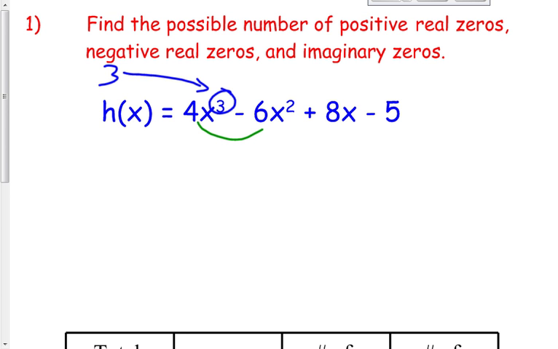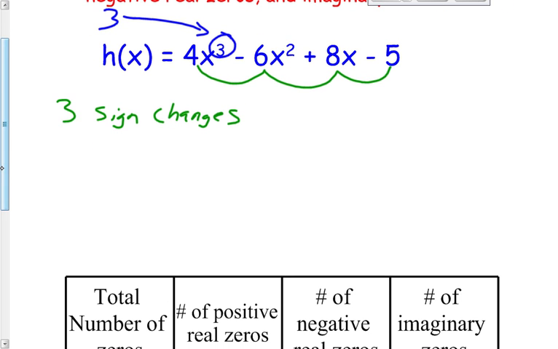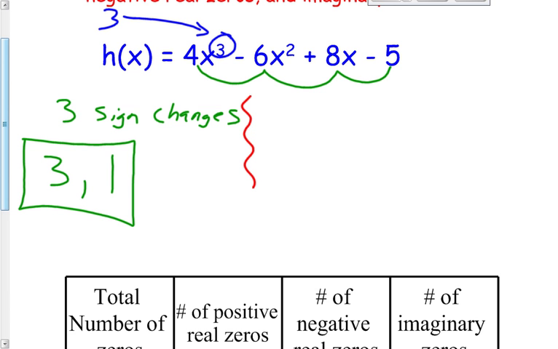Positive to negative, 1. Negative to positive, 2. Positive to negative, 3. This one has 3 sign changes. So if there are 3 sign changes, that must mean that there are 3 positive zeros or less than that by an even integer. So subtract 2, there's going to be either 3 or 1. That's how many positive zeros there's going to be. Now what we need to do, class, is we need to do h of a negative x, because we need to find out how many negative zeros there are.